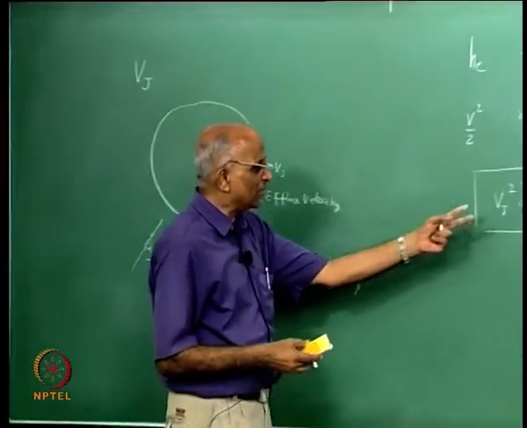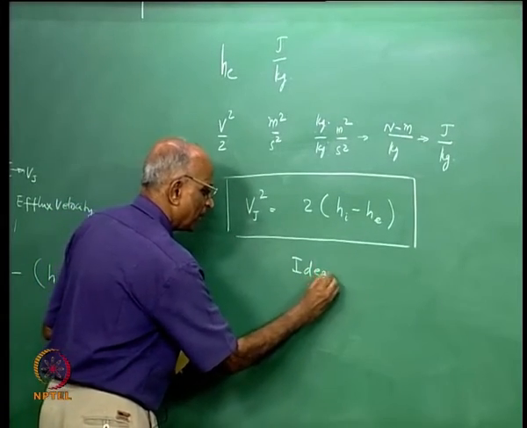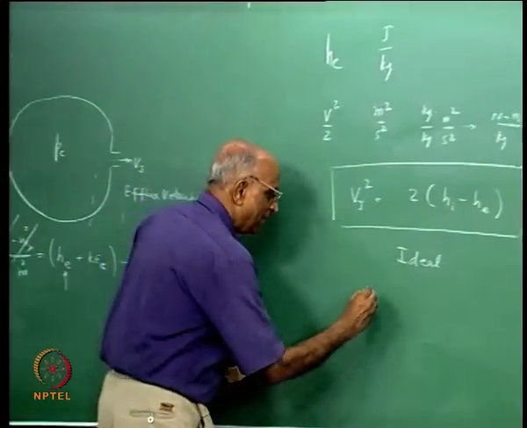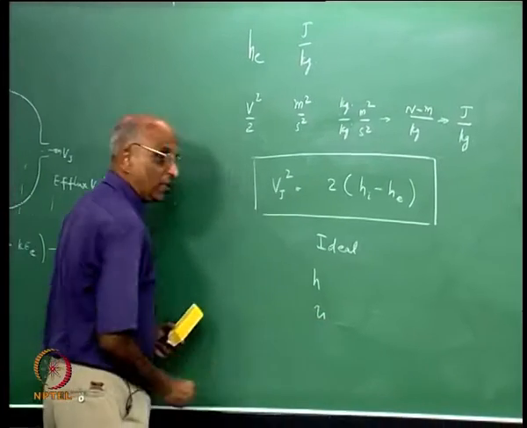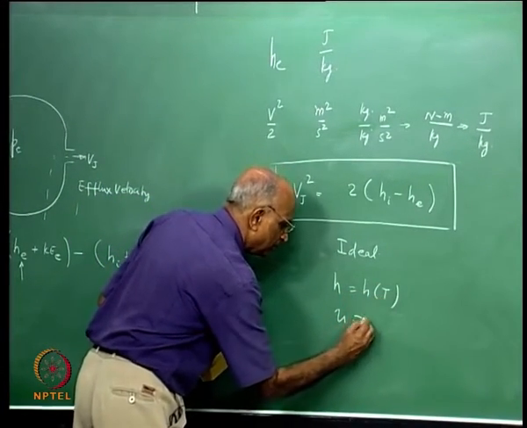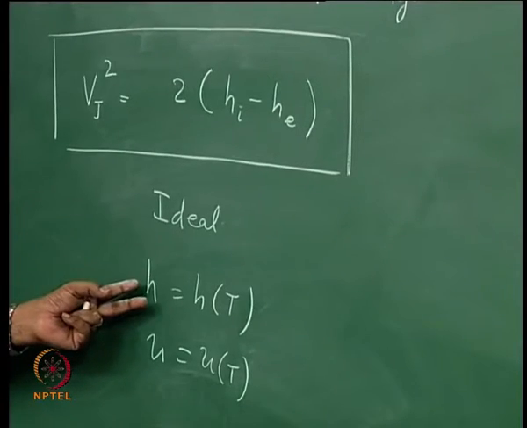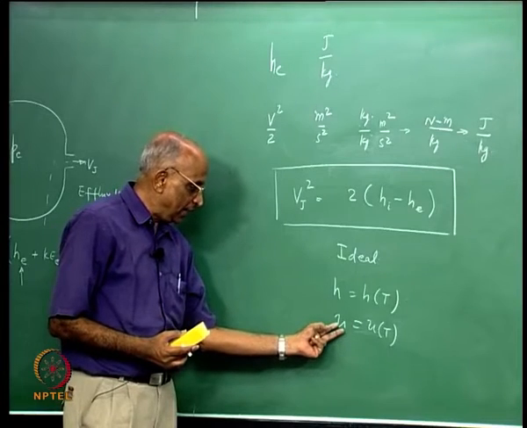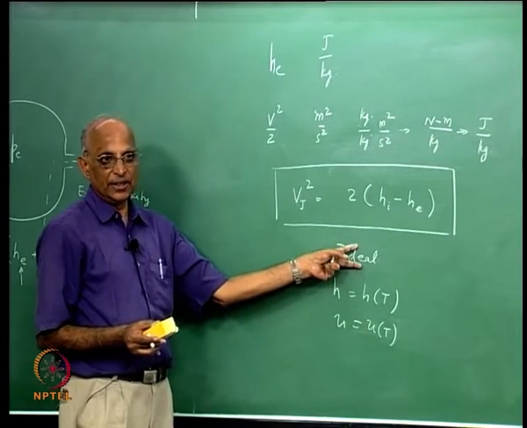Now, to be able to solve this, I have to make further assumptions. Let me assume that the gas is ideal. What do we mean that the gas is ideal? A gas is ideal when the enthalpy per unit mass, or the specific enthalpy, and the specific internal energy are only functions of temperature. I think these definitions are important. Let me just briefly go through. When the enthalpy is only a function of temperature and the internal energy is only a function of temperature, we say that the gas is ideal.